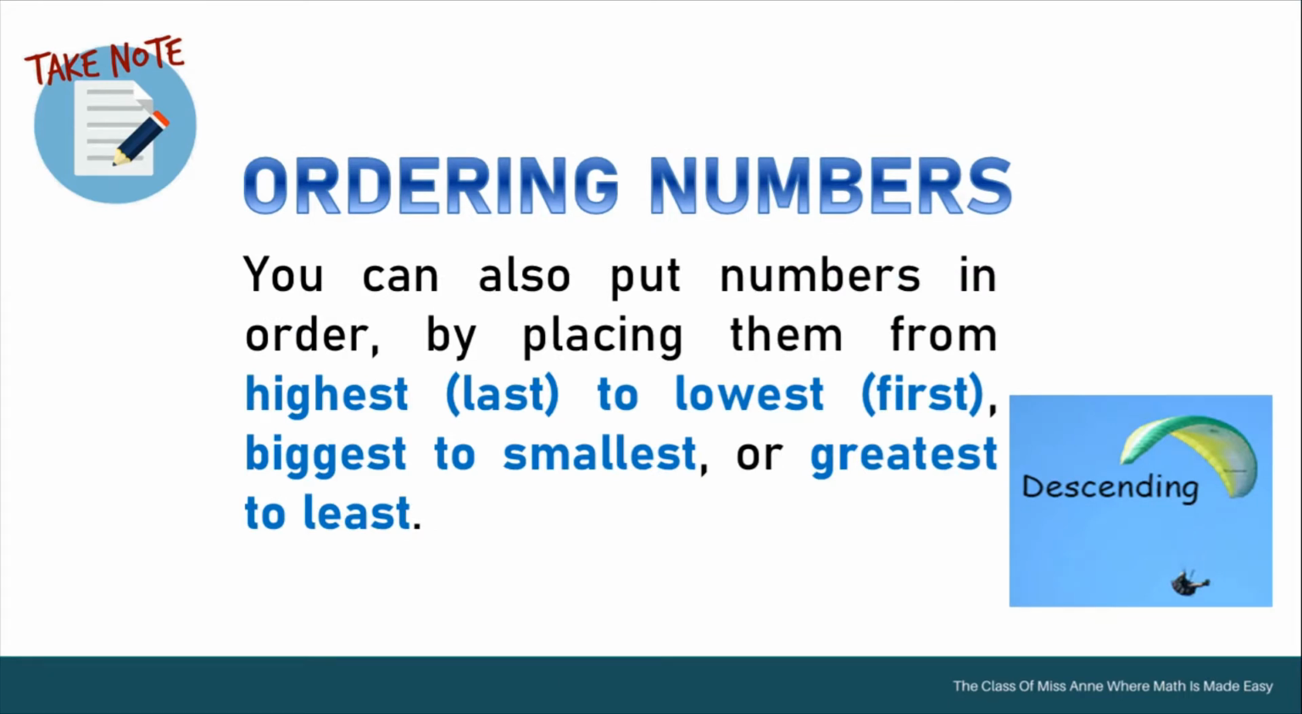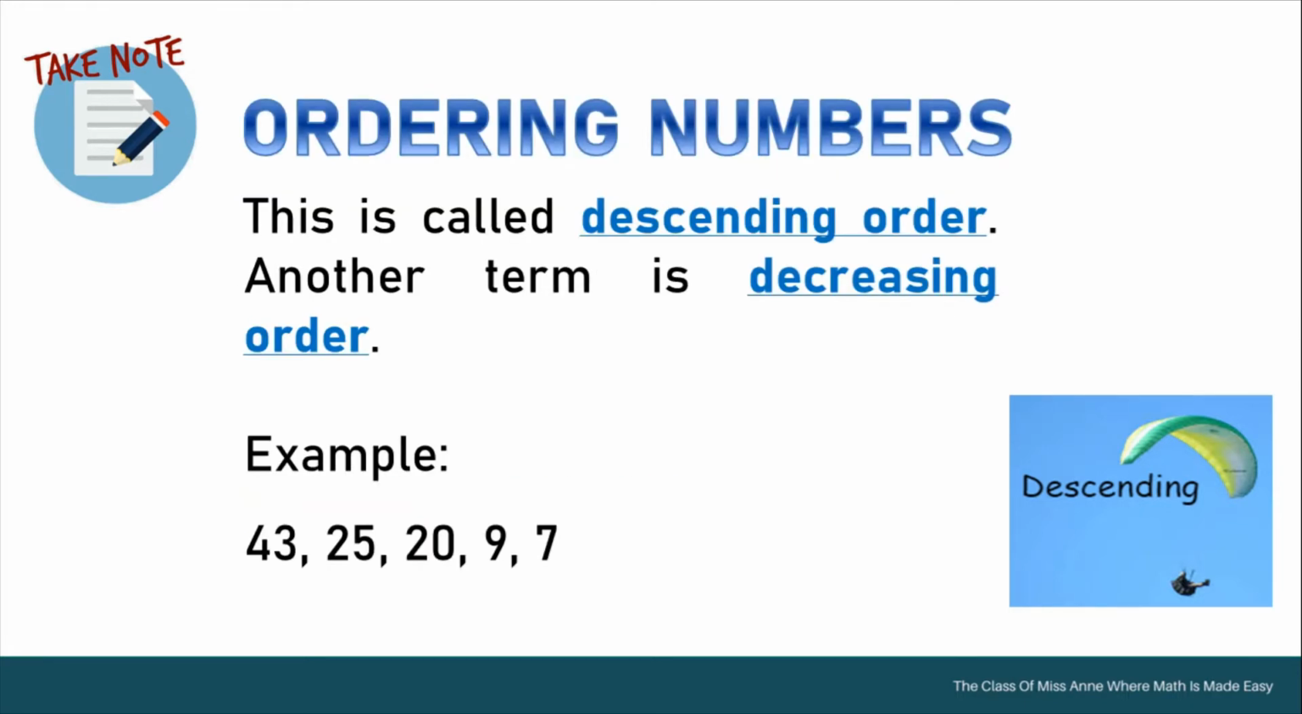You can also put numbers in order by placing them from highest to lowest, biggest to smallest, or greatest to least. This is called descending order. Another term is decreasing order. Example: 43, 25, 20, 9, 7. It's just like you're going to descend from the sky.